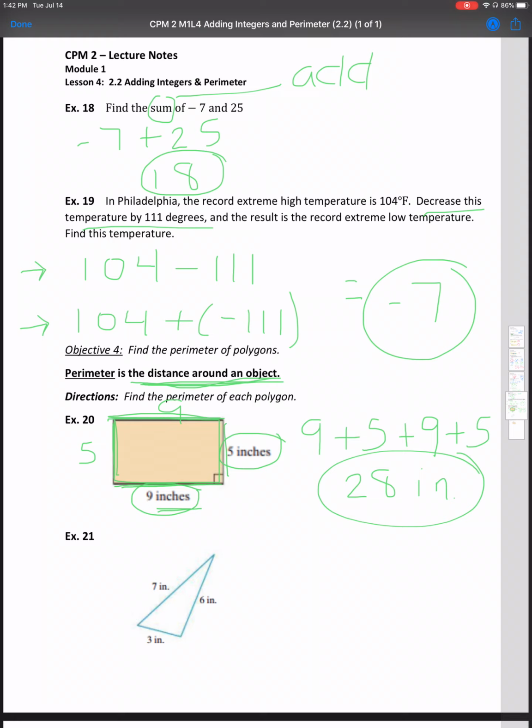Okay, next shape, they would like us to figure out the perimeter of a triangle. Notice a triangle just has 3 sides, so we just have to add up all 3 sides. 7 plus 6 plus 3. And remember, when you add, order doesn't matter. So if you had written them in a different order, it doesn't matter. In the end, as long as we add correctly, we're going to get 16, and just make sure you put the units back on. In this case, it's inches.